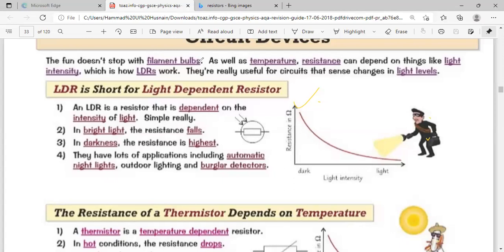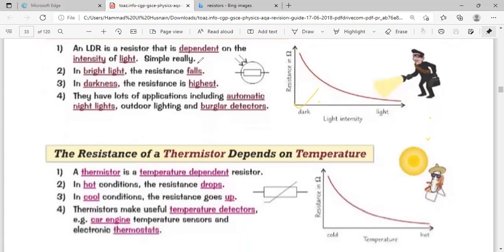In bright light, the resistance falls. It means the value of resistance decreases with the increase in light, and in darkness the resistance is highest. So the same thing which I was telling you earlier. Yeah, have you got it now? Yeah. So they have lots of applications including automatic night lights. You must have seen those roadside lights, right? They just automatically turn on and turn off.